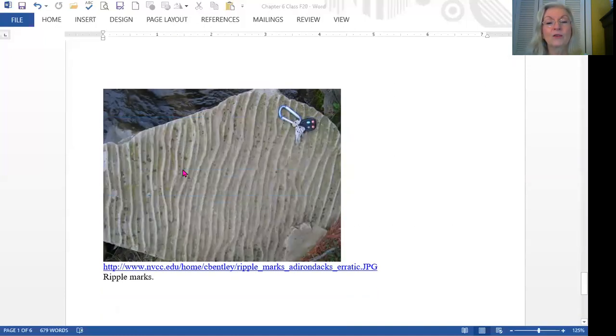So a ripple mark forms when you have a sediment and the waves come in and it sort of alters the shape of it. You may have seen these if you've ever been to a lake and you've looked at the real fine silt right there near the shoreline.